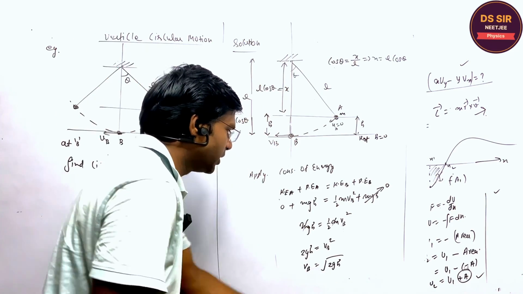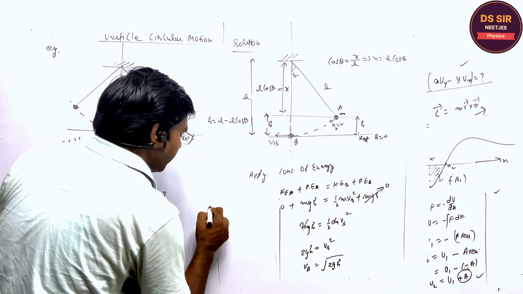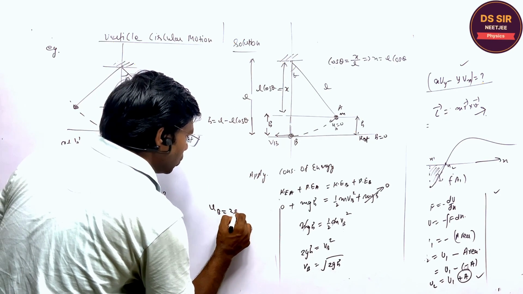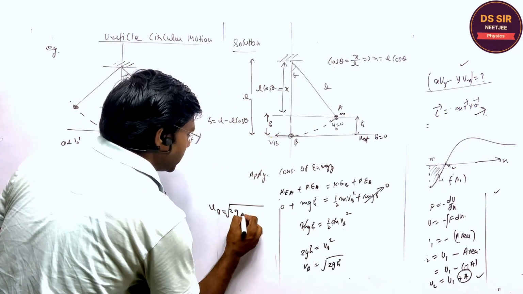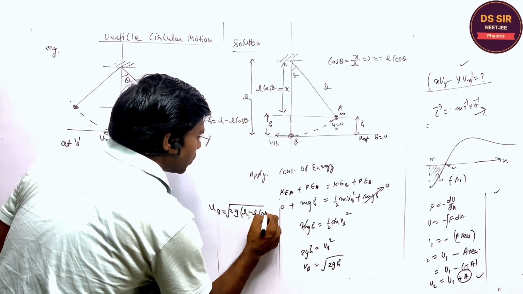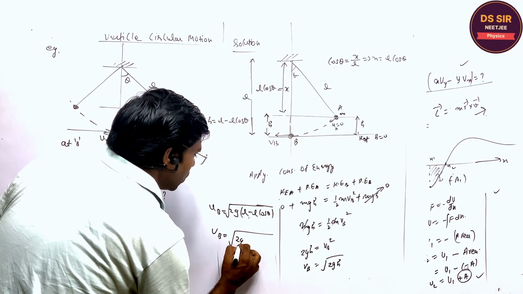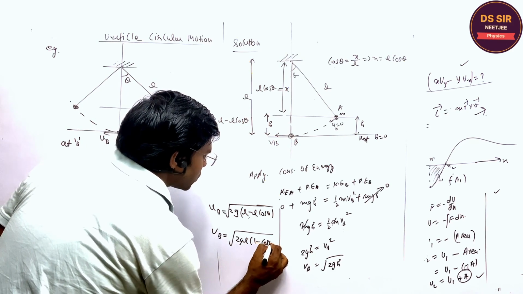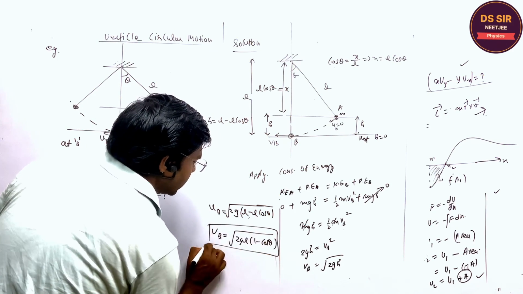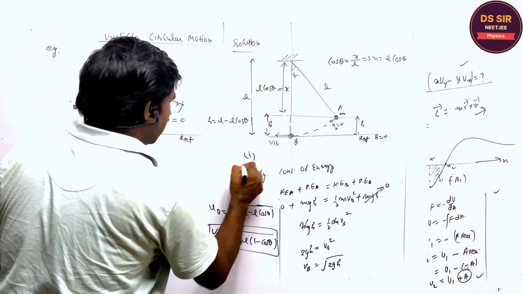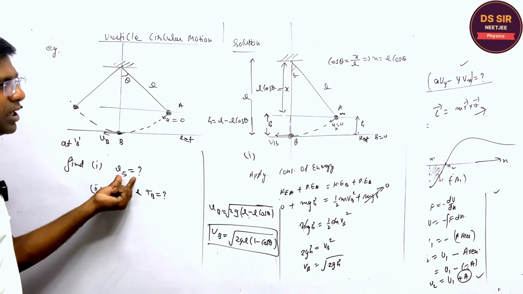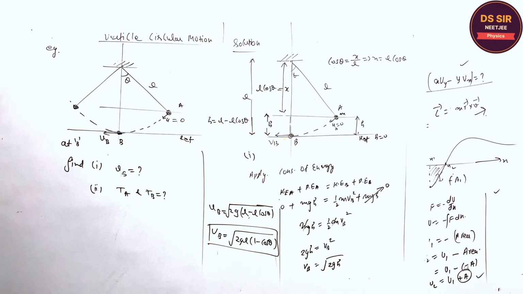So if I put it here, vB is equal to root 2gh. What is h? L minus L cos theta. So therefore the speed will be equal to root of 2gL times 1 minus cos theta. I think you are getting this. So this is the first part where the speed is asked. Is it clear or not?